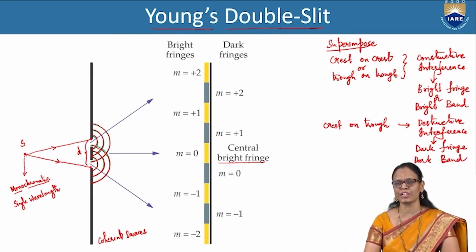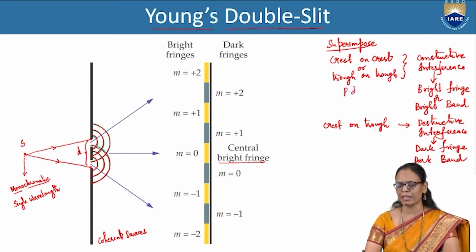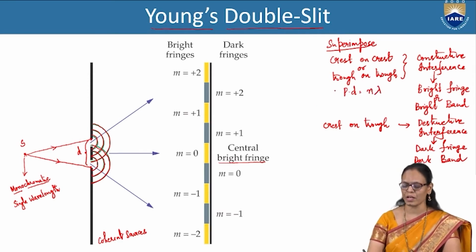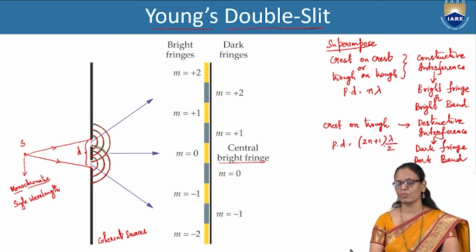Also, we have the conditions which we have already discussed in the theory. When the path difference is an integral multiple of lambda, we have constructive interference. And when the path difference is an odd multiple of half lambda, then we get destructive interference. So these two are the conditions for constructive and destructive interference.